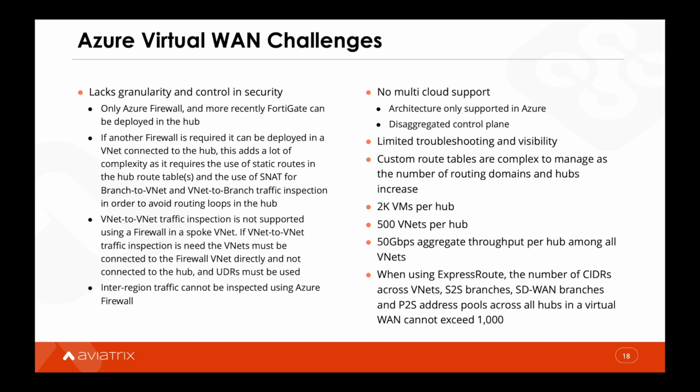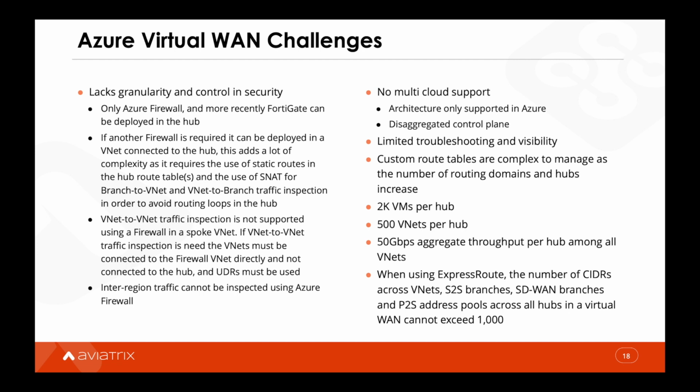One more thing is that traffic between virtual machines or virtual networks connected to hubs in different regions cannot be inspected because of the asymmetric routing that happens with virtual WAN. So that's a problem. You cannot have inter-region traffic inspection.